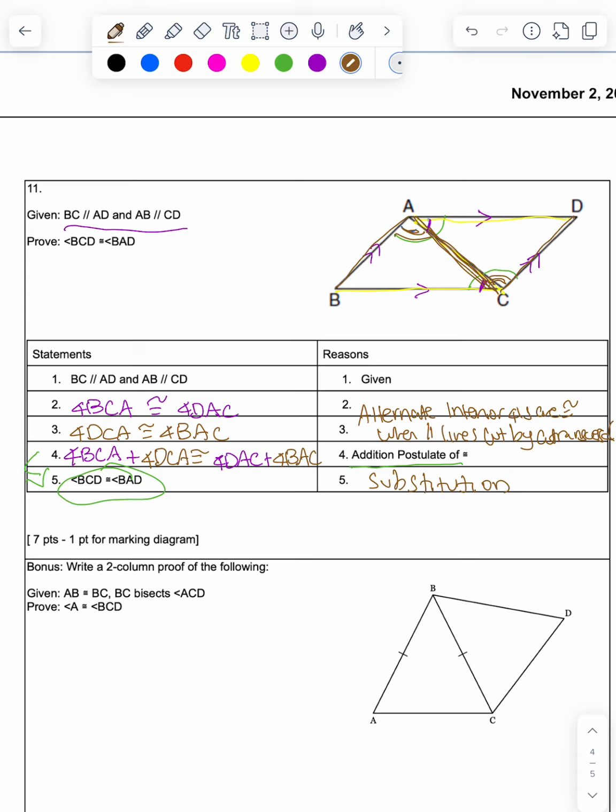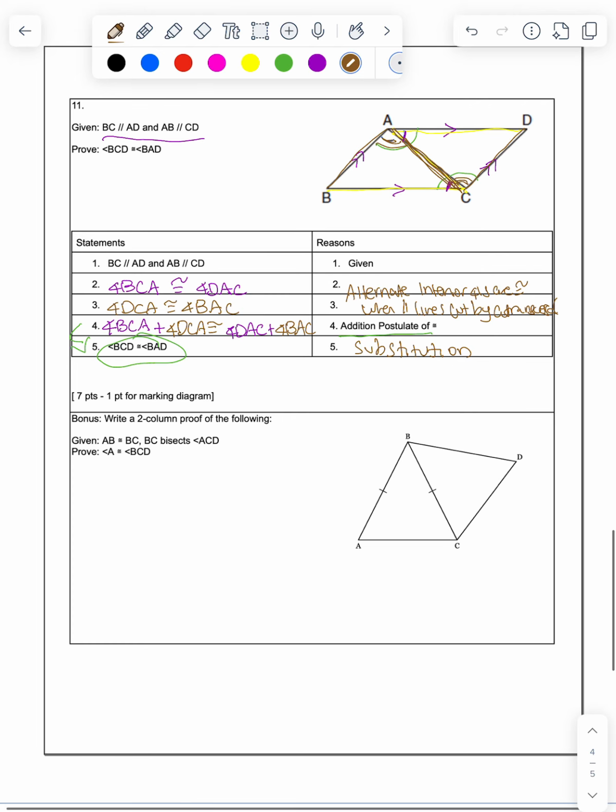You can't just write alternate interior angles. The Regents exam will not give you credit for it. You can't just write alternate interior angles are congruent, because they're not always congruent. The Regents exam won't give you credit for it. You have to mention that they're congruent because of parallel lines, because alternate interior angles are only congruent when we have parallel lines. Otherwise, you do not know that they're congruent to each other. And that's our whole proof.